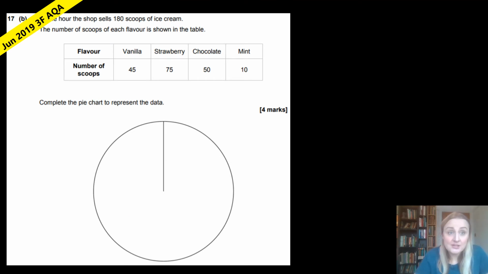This again is a foundation question from 2019. Now this one is literally draw a pie chart. Here's the data, draw the pie chart. And there are so many challenges in drawing pie charts.